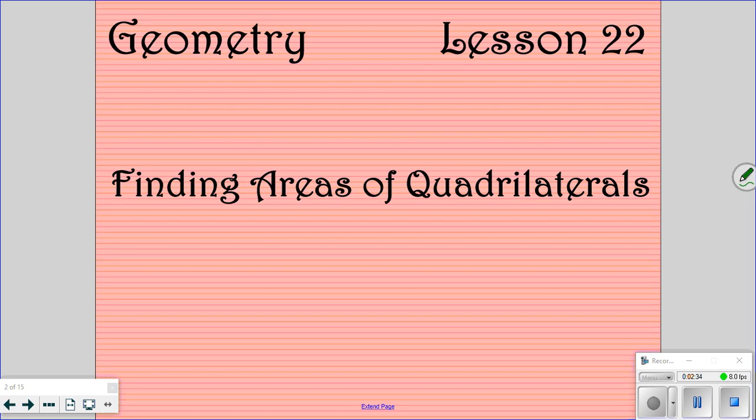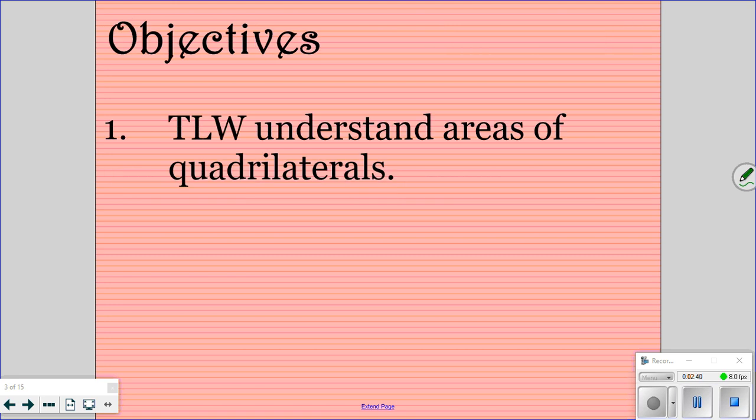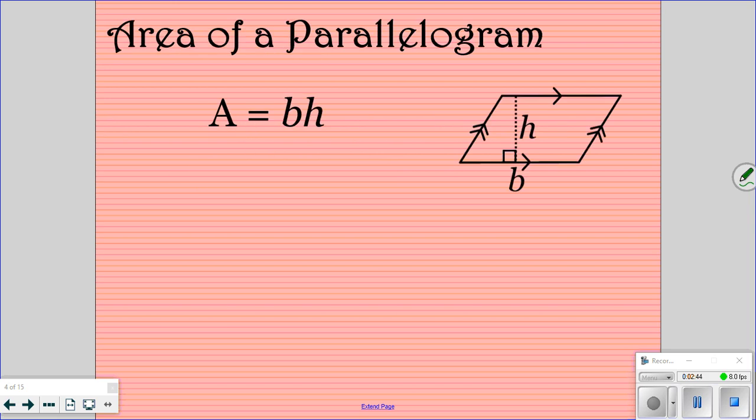All right, we're looking at lesson 22. Today we're going to be finding areas of quadrilaterals. So hopefully you'll understand how to find the area of quadrilaterals after this lesson. So for a parallelogram, the area is the base times the height. You don't do side length times side length. You do base times height.